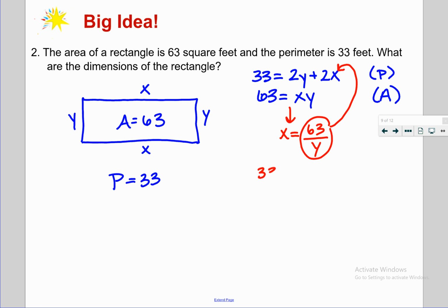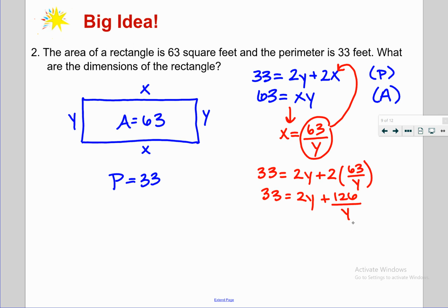So that looks like 33 equals 2y plus 2 times 63 over y. Okay. What is 2 times 63? 126 over y.